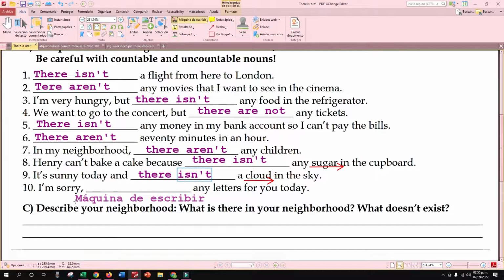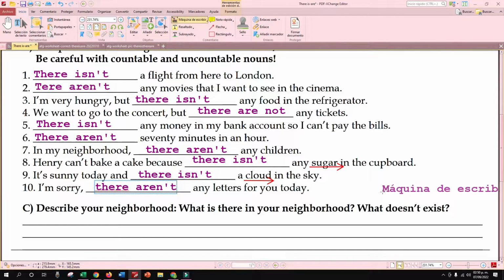Perfect. 10. I'm sorry. Any letters for you today? Letters. Look at that one. That is another one, but in plural. So, I'm sorry. There, what? There aren't, right? Nice. There aren't any letters for you today.